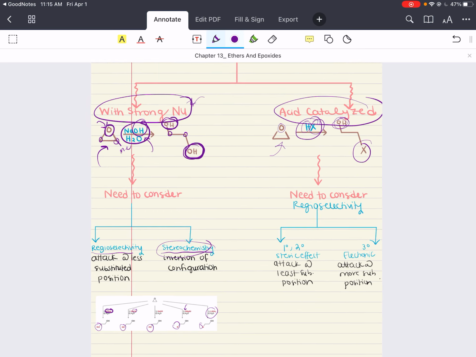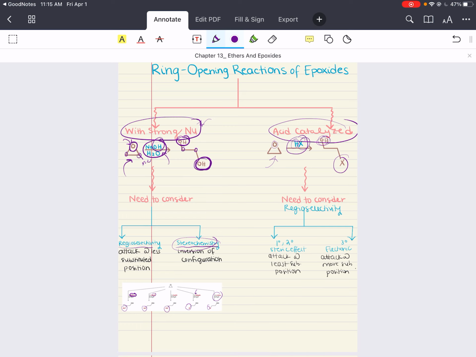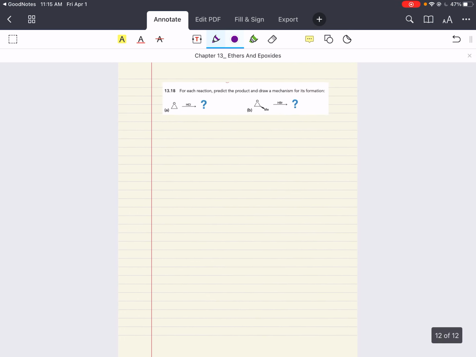All right, so this is a lot to talk about for ring opening reactions of epoxides. Let's just go ahead and jump into a practice problem. Our last final problems of OChem 1, bittersweet. This problem asks us to, for each reaction, predict the product and draw the mechanism for the formation.